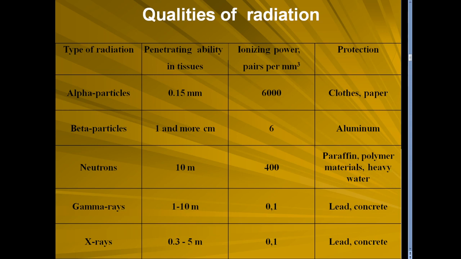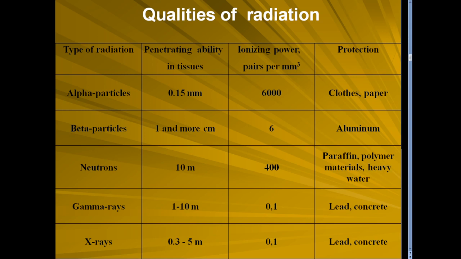In this regard, screens for shielding against gamma radiation should be made of materials with a high density, with a large number of nuclei and large electron shells of atoms. For example, such materials may be lead, concrete. For X-rays, the same conditions apply: very low ionizing ability, very high penetrative ability, and protective materials are the same.